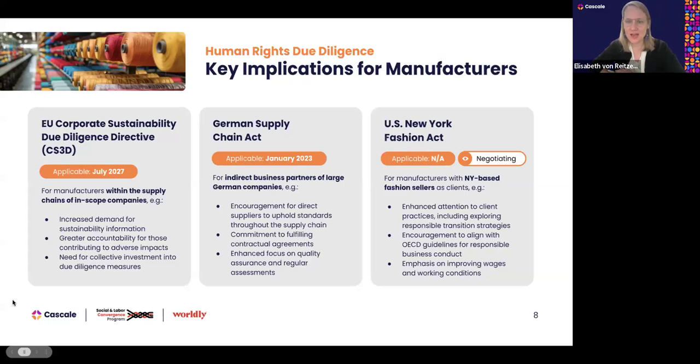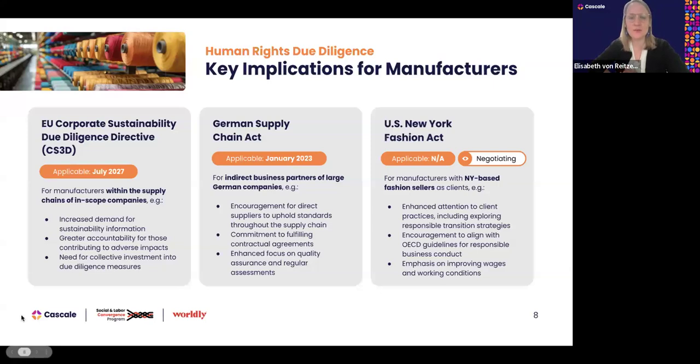The US New York Fashion Act, again, as I said at the beginning, is a piece which is still being negotiated; it's still in the draft stage. I will not go as far as to say what happened tonight in the United States will impact that. It's too early to call that. However, we are, of course, looking at the piece as it is right now.